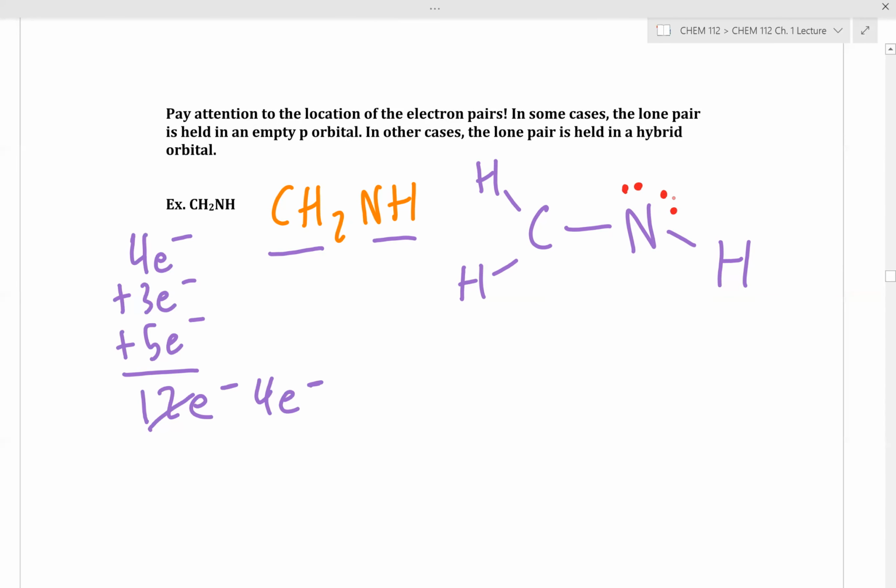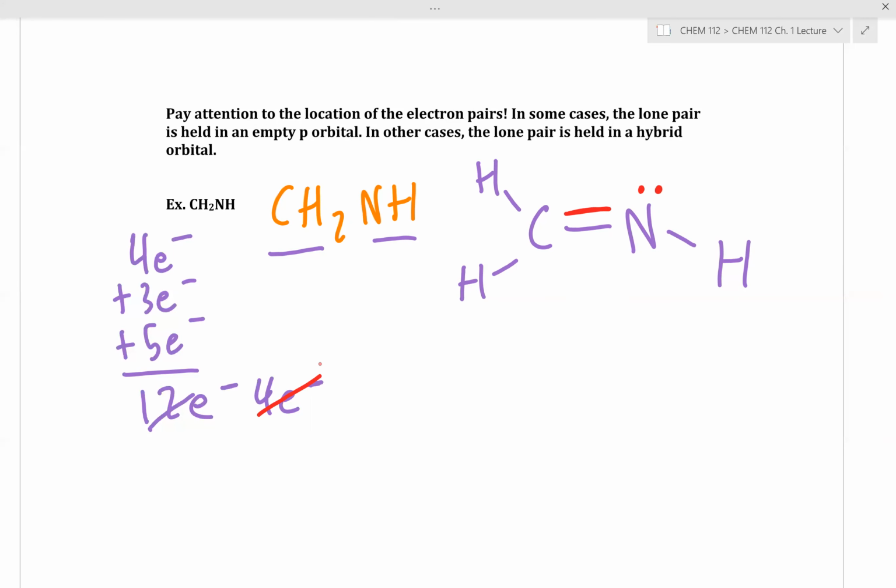Okay. Now, is carbon very happy with this arrangement? No. So we're going to convert one of our lone pairs on nitrogen into a double bond. So we've used up all of our electrons, and we have a structure that now fulfills the octet rule. Everyone okay so far here?